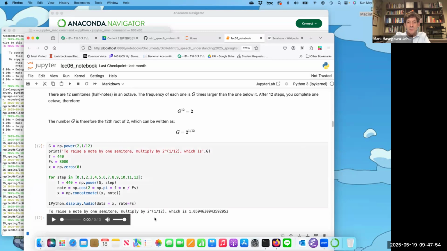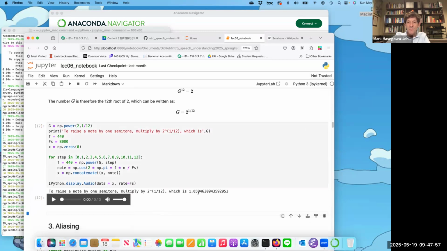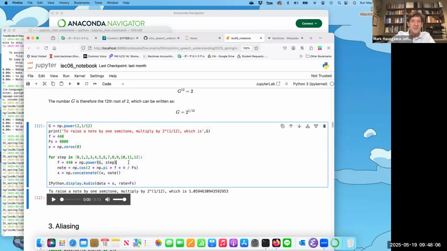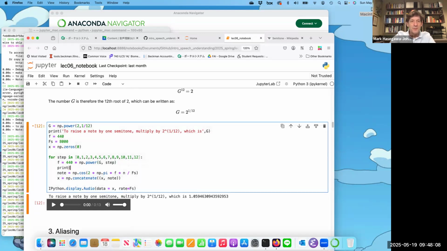We find that 2 to the 1/12th is 1.059, or basically 1.06. So the difference in frequency between the first note and the second note is, well, let's print out what the frequencies are. So we'll print out each of those 12 frequencies in a row.